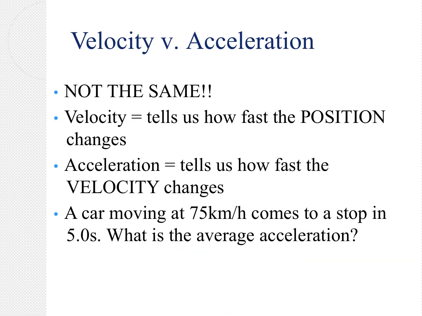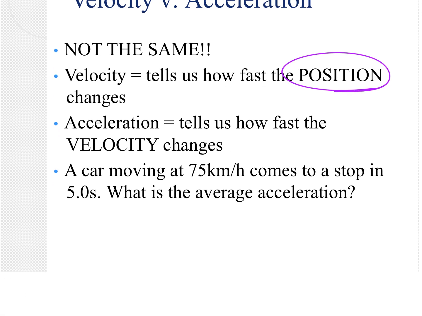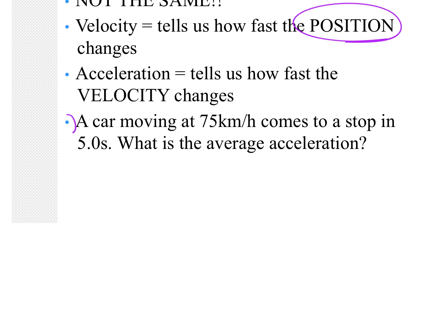Okay. Reminders here before we get into our big equations for today. We need to remember that velocity and acceleration are not the same thing. They don't mean the same thing. Velocity is how fast our position is changing, the rate at which our position is changing, and acceleration tells us the rate at which our velocity is changing. Okay, so they are both rates. They are both per time. That's what rate is, but they tell us two different things, okay? Why don't you try this one on your own?